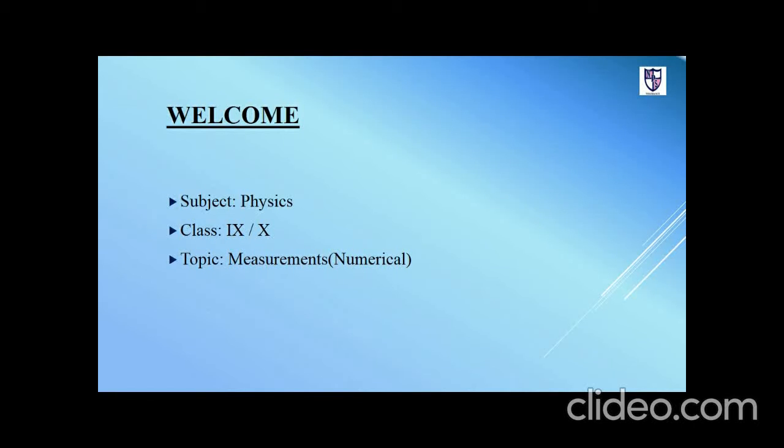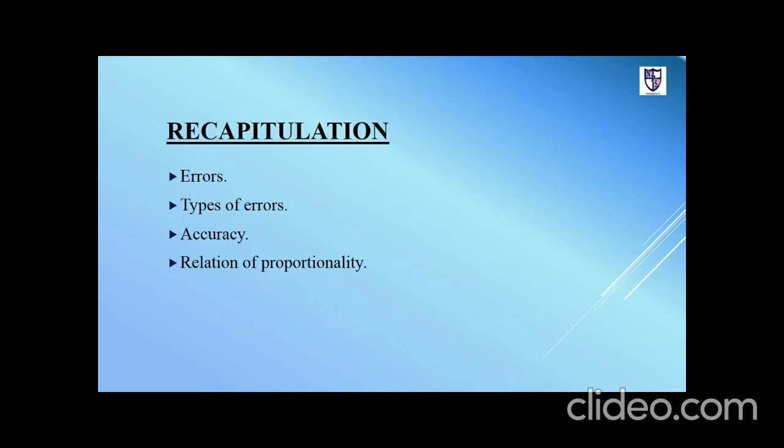In today's class, we will be solving all the problems related to the chapter measurement and will also discuss solved example. Previously, we have learned about error and their types. An error is defined as the difference between the measured and the actual value.